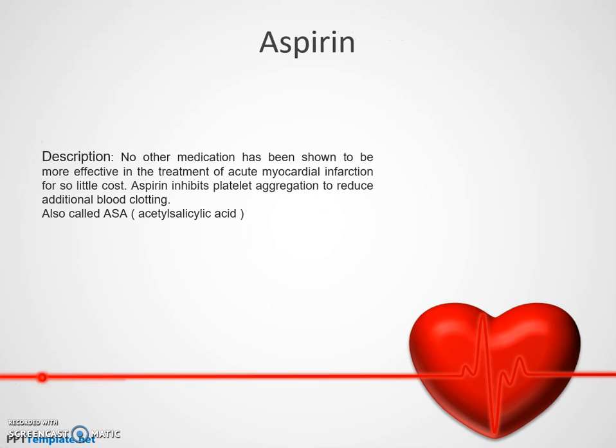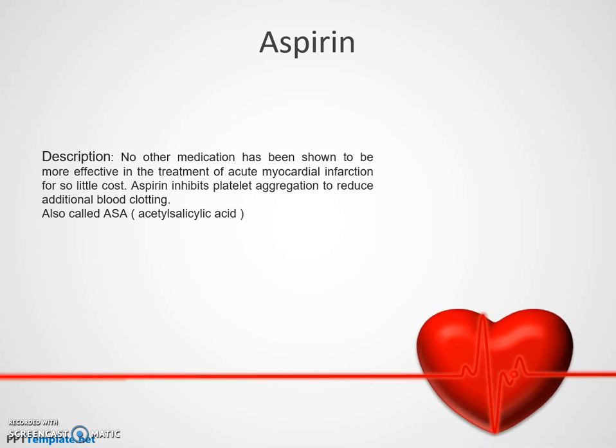So a little bit of description about aspirin. As far as ACS, or acute coronary syndrome, there's been no other medication shown to be more effective in treating an acute myocardial infarction, especially for such a little cost. What this is doing to the body is inhibiting platelet aggregation to reduce any additional blood clotting. You'll also see this written as ASA, which is acetyl salicylic acid.